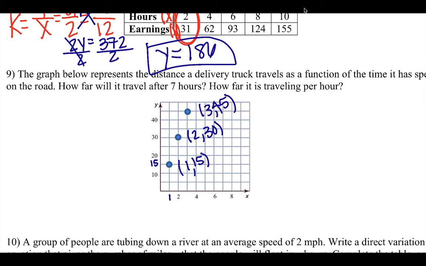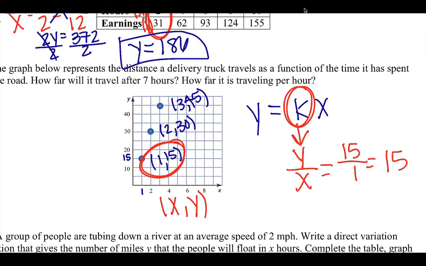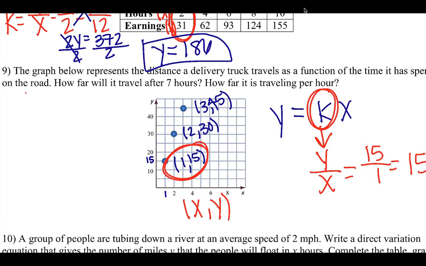So again, if I'm trying to find my equation, it's y equals kx, where k is my constant of variation, or y divided by x. If I look at this first point here, points are given in x, comma, y. So if I divide my y by my x, I'm going to have 15 divided by 1, which is 15. If I were to rewrite this equation using my new k, I would have y equals, instead of k, 15. That's what I solved for, x.